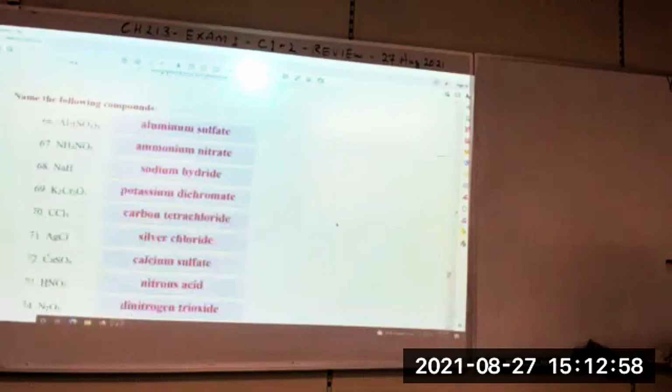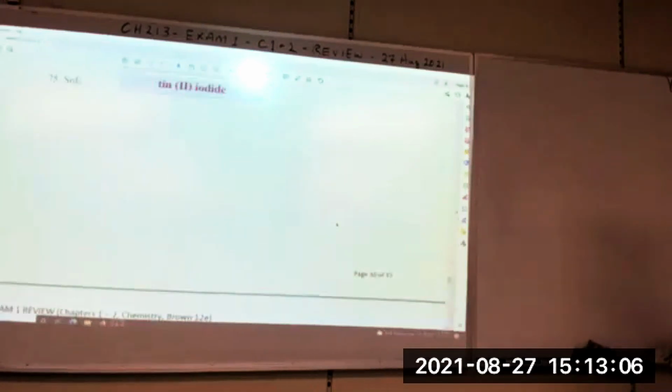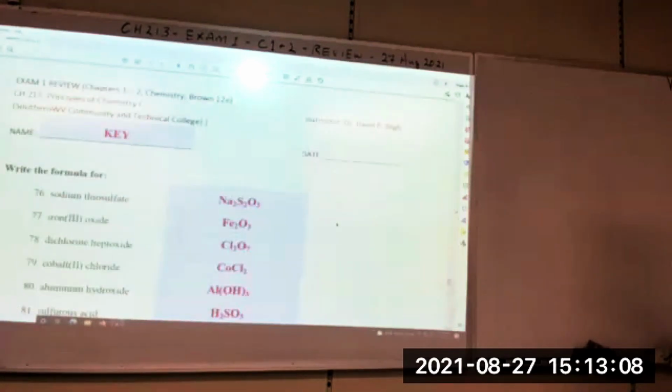Okay, then we have naming compounds. So the more practice you get, the better. Write the formulas this time. Thiosulfate. So this is a polyatomic ion right here. S2O3. There's a 2- charge, so you need 2 pluses of sodium.